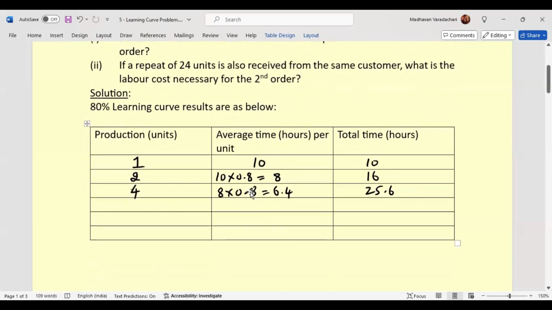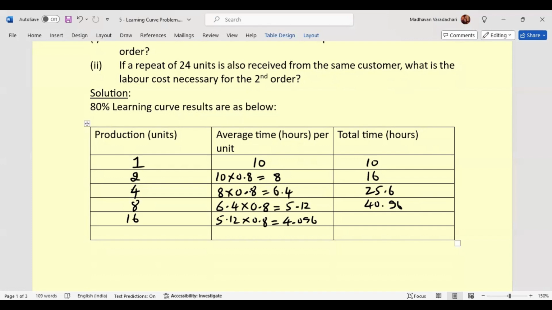Then doubling 4, it is 8. So here 6.4 into 0.8, the average time will reduce. That will work out to 5.12 hours. So 8 into 5.12 hours, we get 40.96 hours total time. Doubling 8, we get 16. And 5.12 multiplied by 0.8, if we do that, we get 4.096 average time in hours.